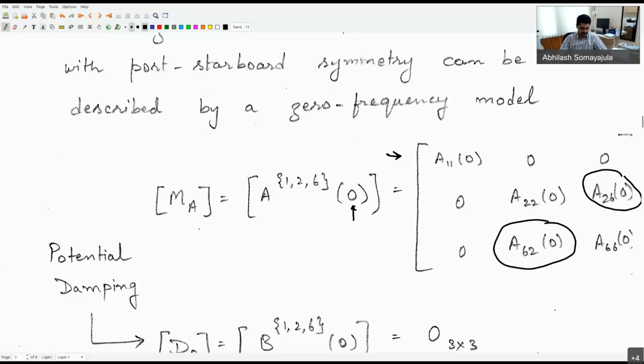What is not clear? The last portion that you said isn't too clear for me. About the added mass? Yeah, the zero frequency model, the merge can be used.